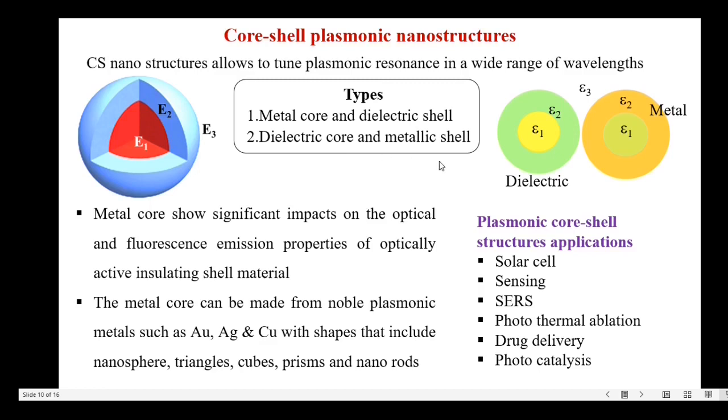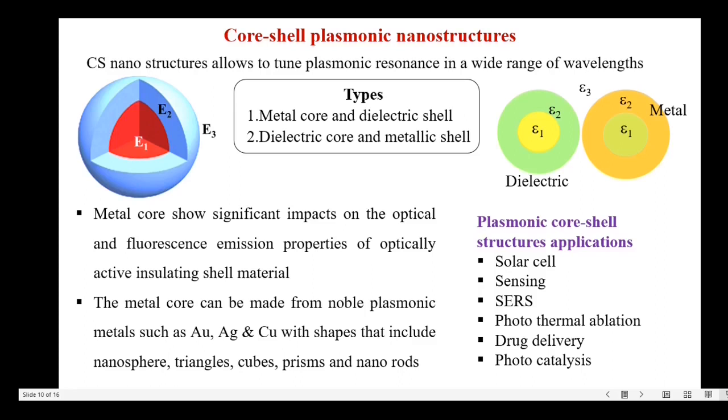Here the various metal cores used are made from noble plasmonic metals such as gold, silver and copper, with shapes that include nanospheres, triangles, cubes, prisms and nanorods. These metal nanoparticles show significant impacts on the optical and fluorescent emission properties with the optically active insulating shell material. Here the picture represents the metal core, dielectric shell core-shell nanostructure. Here epsilon 1 and epsilon 2 are the permittivity of the core and shell material.